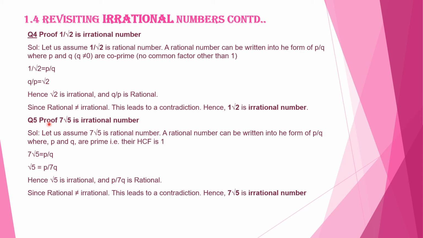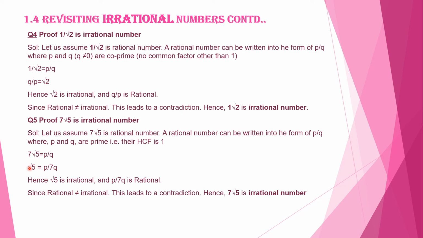Question number 5. It's again the same. You have to prove that 7 root 5 is irrational. Similarly to the previous approach, let 7 root 5 equal p by q. How can you write root 5? You can write root 5 equal to p by 7q.